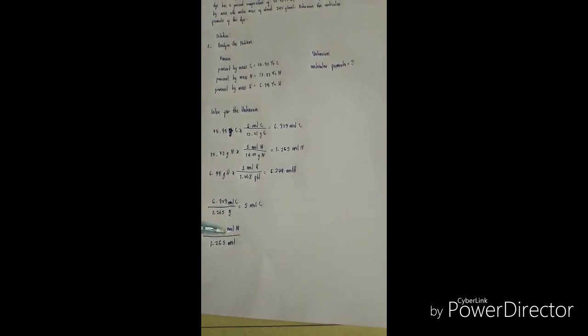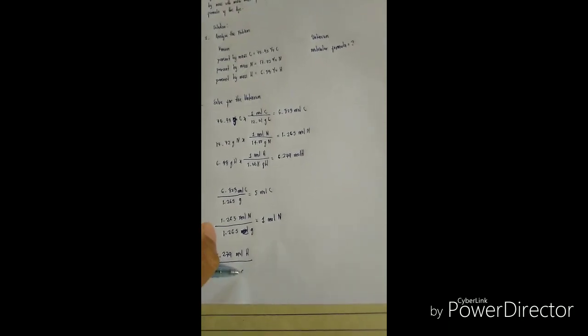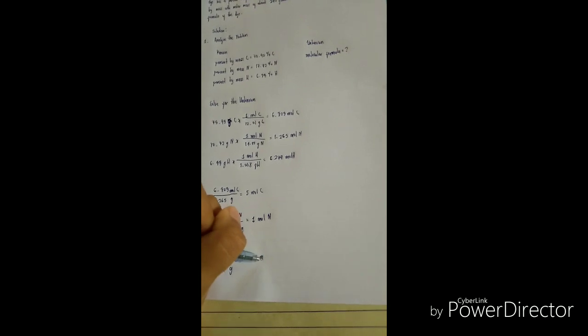Next is 1.265 mole nitrogen divided by 1.265 equals 1 mole nitrogen. Next, 6.279 mole hydrogen divided by 1.265 equals 5 mole hydrogen. So the empirical formula of the dye is C5NH5.